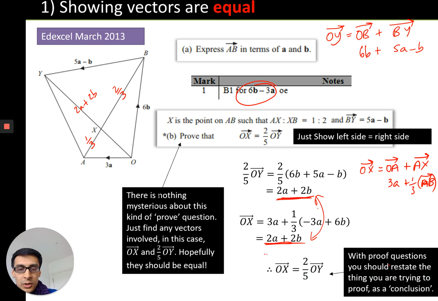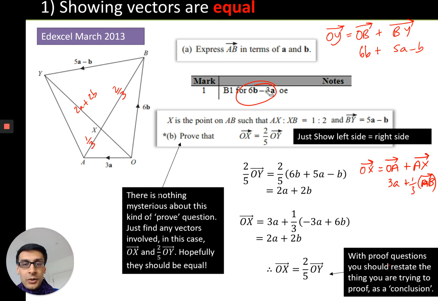So therefore you can say this is your final statement, which is essential. You have to say this to get the final mark. Therefore, OX equals 2/5 of OY. I think I've mentioned the therefore symbol. The therefore symbol is just 3 dots in a triangle formation. And that is how you can prove something is equal.